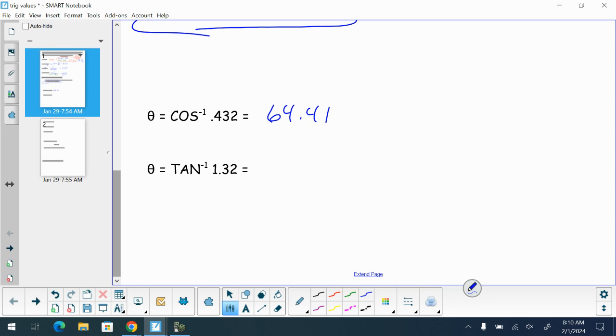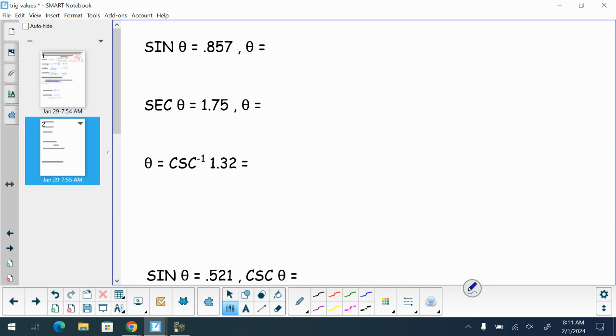Once again, you're finding the measure of an angle. Vic, what do you come up with? 52.85. So if I would take the tangent of 52.85, I'm going to get approximately 1.32. It's not going to be exact, but it'll be close. Once again, the processes are doing and undoing of each other.